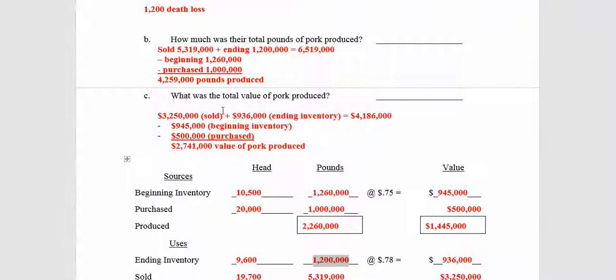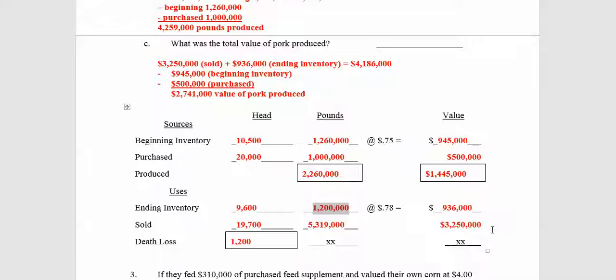Same thing then on the question, what is the total value of pork produced? The value of the pork produced, same way. We take our value that was sold and the value of our ending inventory, we subtract what we purchased, we subtract what we began with. And when we're done, we see that we actually produced throughout the year $2,741,000 worth of pork.